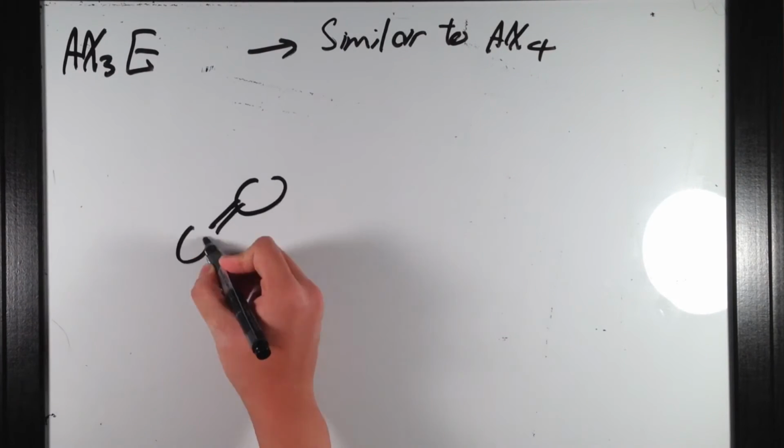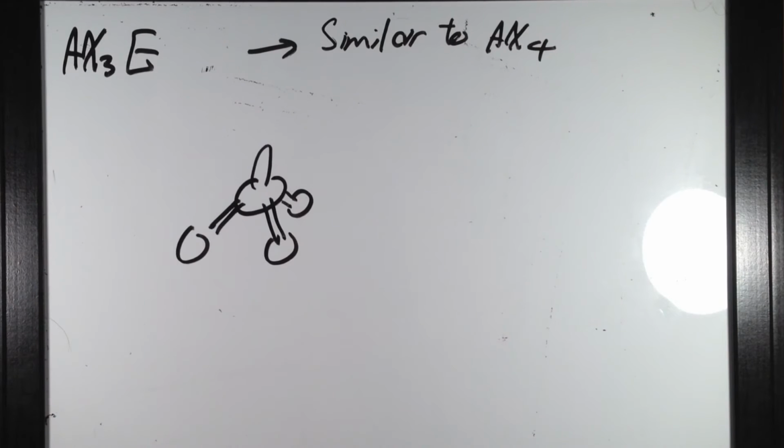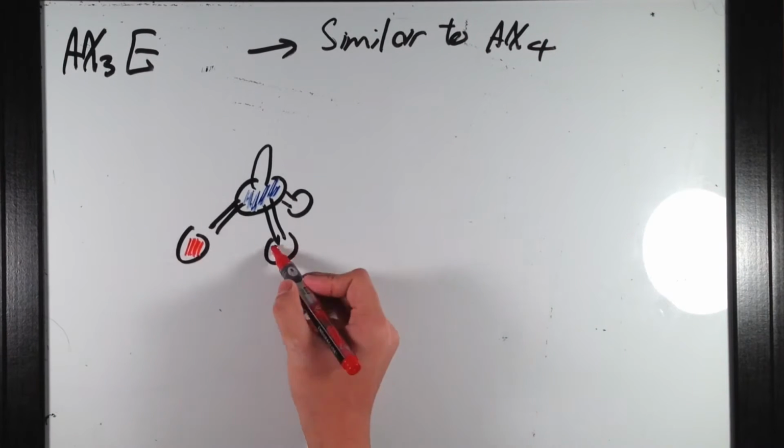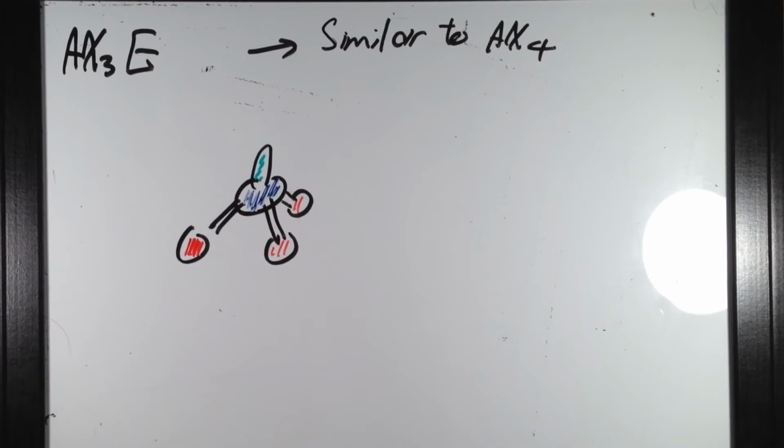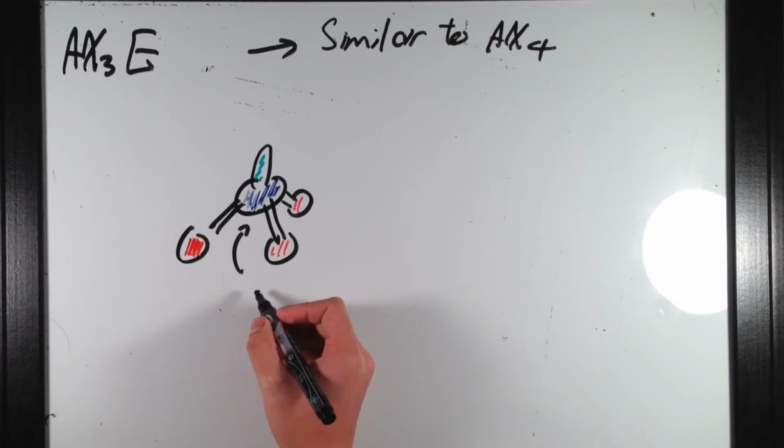Finally, AX3E. This is a tetrahedral structure without 1 vertex or covalent bond, which is replaced by a lone electron pair. It forms a trigonal pyramidal shape.